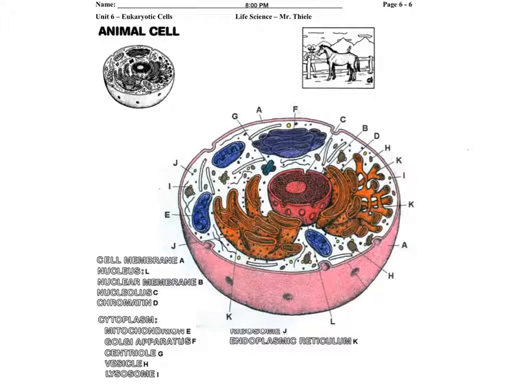Alright, on page 6.6 we have our animal cell, and a lot of animal cells and plant cells have a lot of the same structures. This drawing, I actually like this drawing a little better. The structures are a little bit clearer to see.